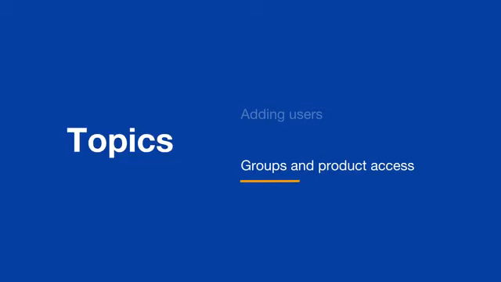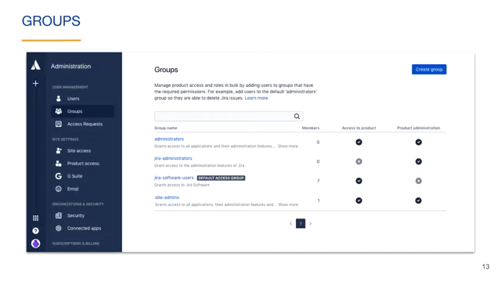Next, we will discuss groups and product access. A group is a collection of users that are treated similarly with respect to what they can do on the site. If you click on the Groups tab under Site Administration, you see the groups that are already set up in your account. Groups can be given access to a product and/or be given the ability to administer the product. These capabilities are only provided through group membership.